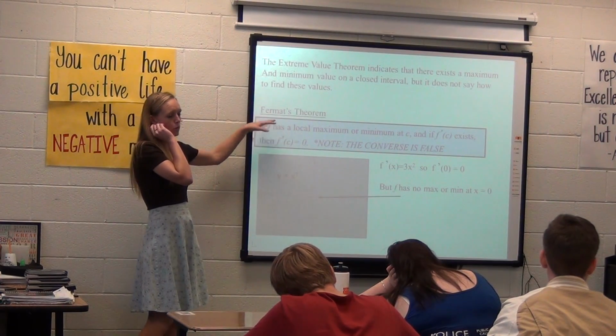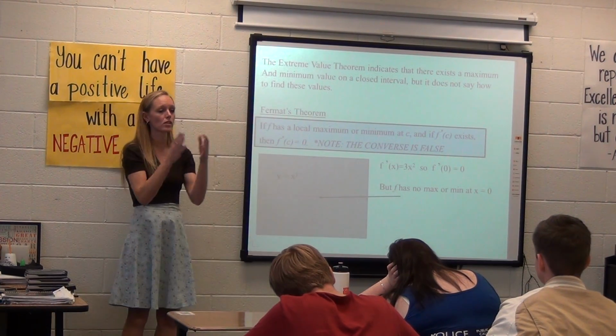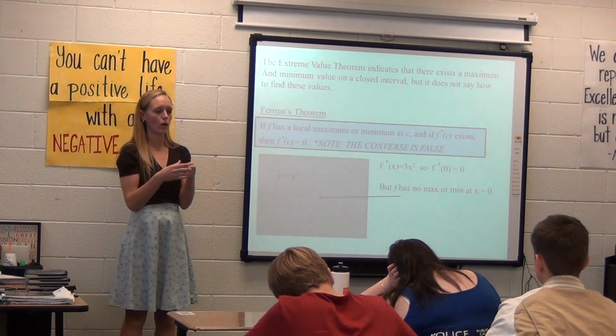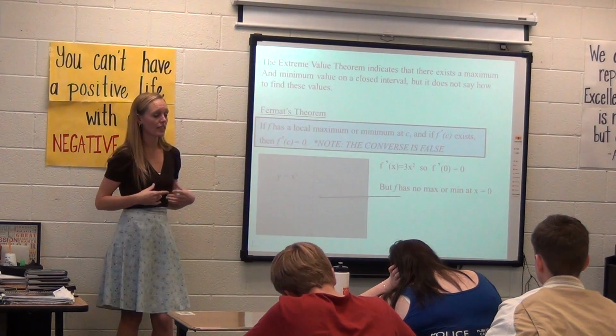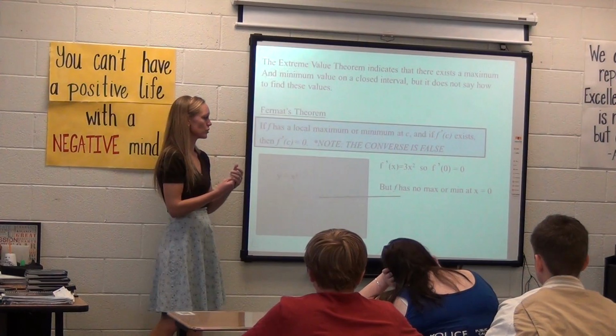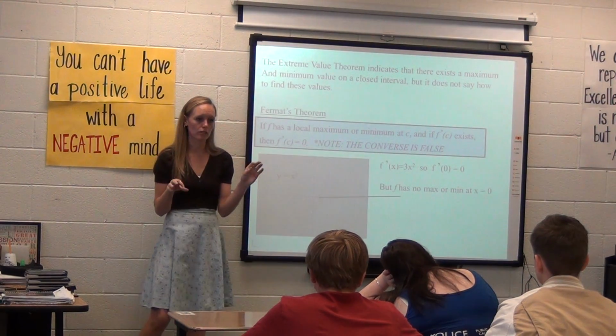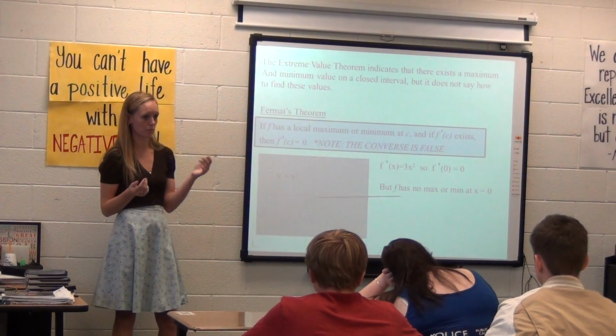We can guess that there could be a maximum or a minimum value when the derivative equals 0. So that's our first step to try and determine where these are, because we're going to want to find where we have maxes and mins.